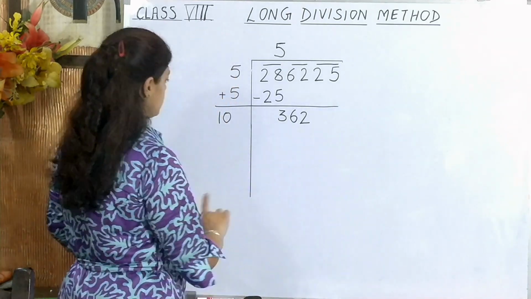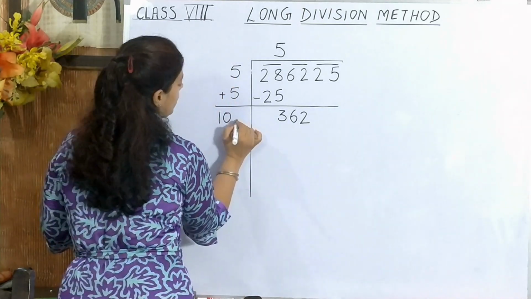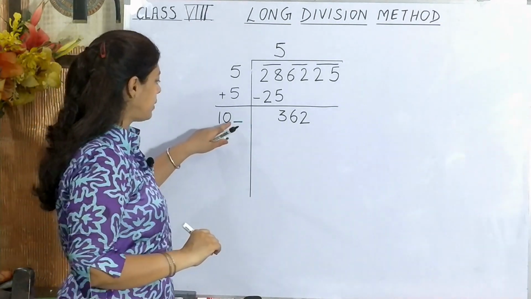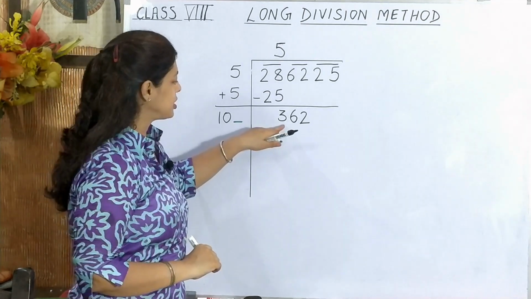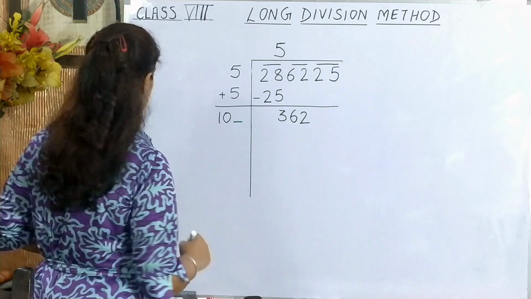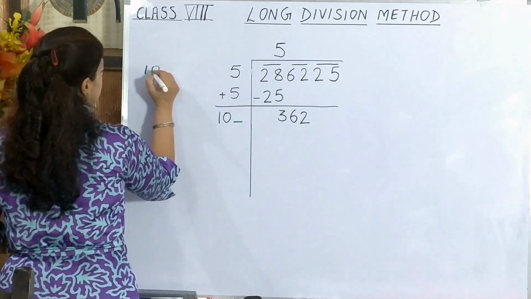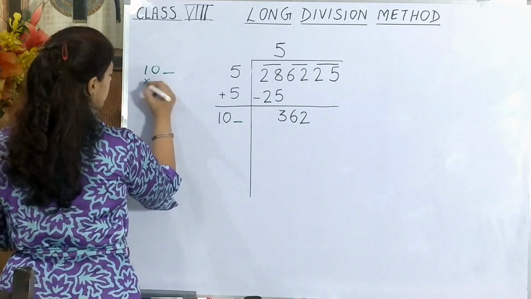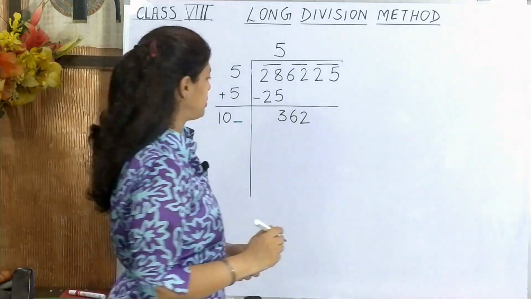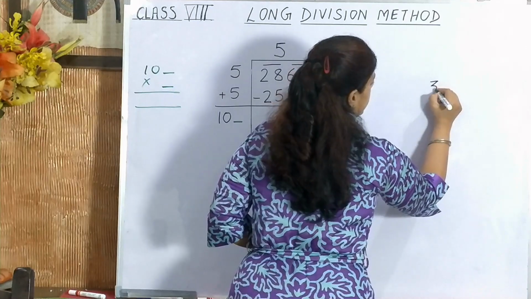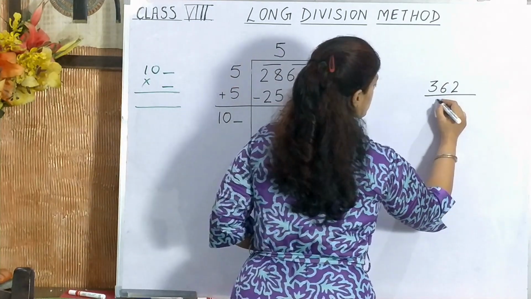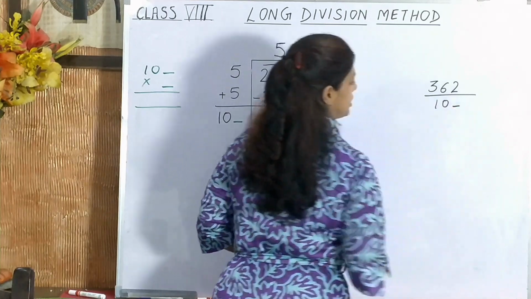So the next step is 1 0 and a single digit number such that when multiplied by the same single digit number will give me a number which is equal to 362 or less than 362. So for this I write over here 1 0 and the single digit number multiplied by the same single digit number. I do the approximate division method. 362 divided by 1 0 and the single digit number.